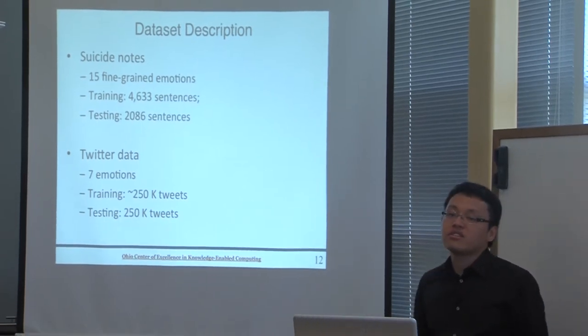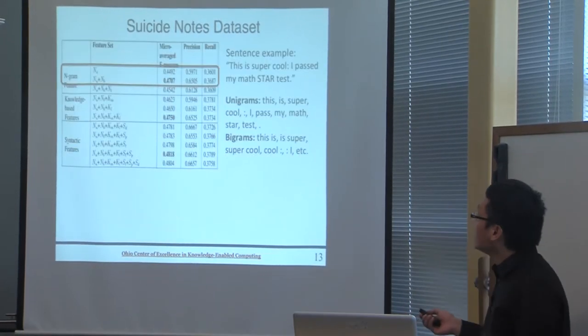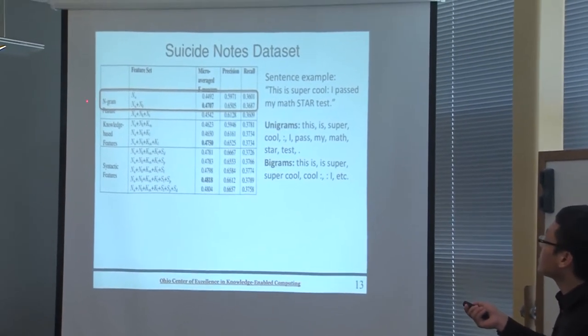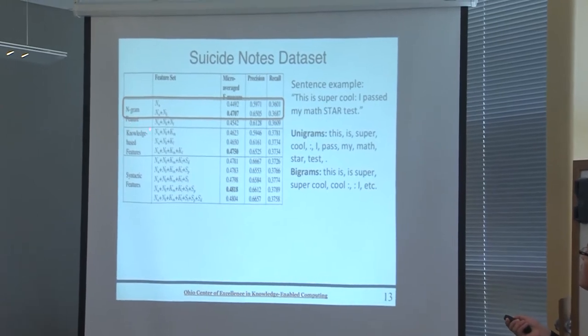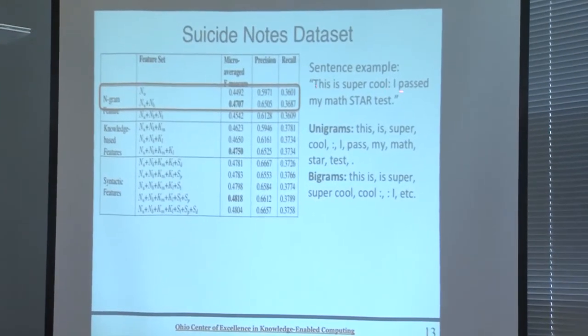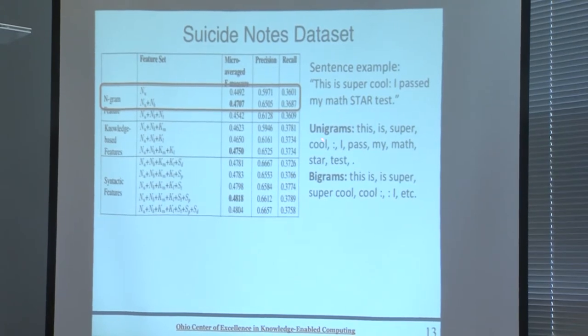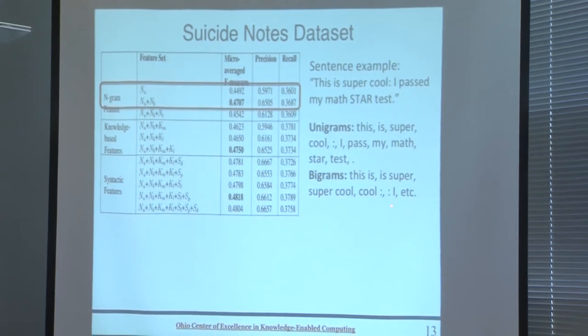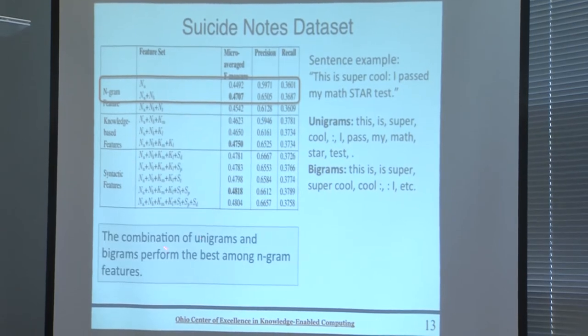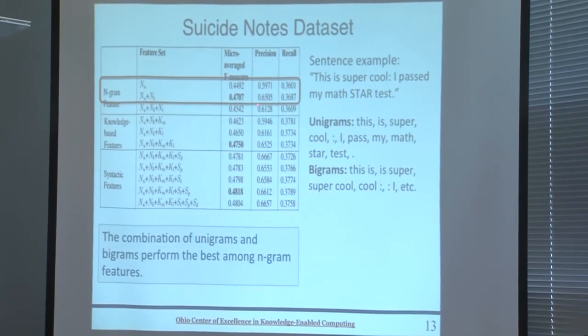So let's look at the first data set, suicide notes. We try different features. The first category is n-gram features. If you look at this example sentence, "This is super cool. I passed my math star test," unigrams would be each individual word here, and bigrams would be two consecutive words here. Based on the experiment on this data set, we find that the combination of unigrams and bigrams performs the best among all the n-gram features.